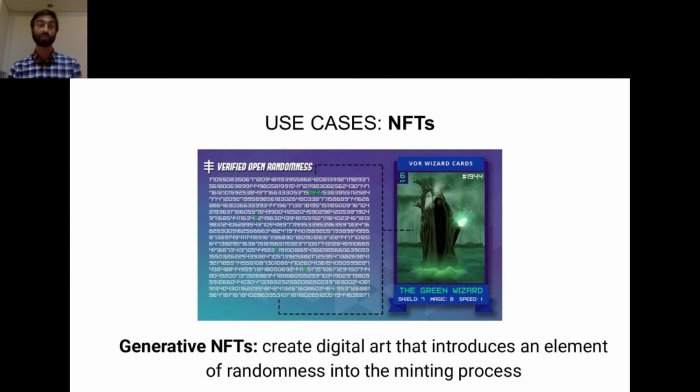Big example of this was Hash Masks, massive NFT project, in which all of the hash masks were sold, but no one knew which one they were gonna get. That was randomly assigned at the moment of minting. Also coming up with NFTs are dynamic NFTs, which change over time using oracles.